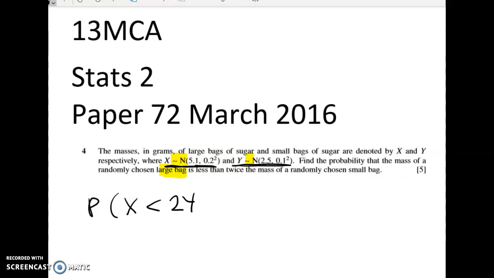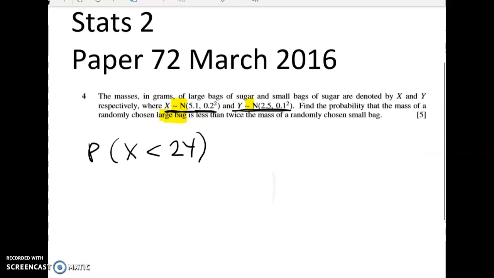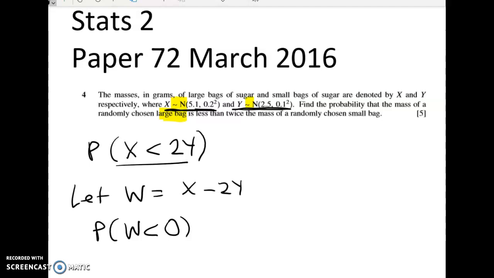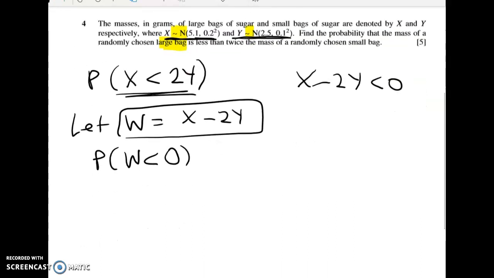Twice the mass of a small one is going to be 2y. So the way I do this is I'm going to say let w equal x minus 2y. That means that we want the probability that w is negative, because we could rewrite that as x minus 2y is less than 0. Now all I have to do is get the distribution of w.